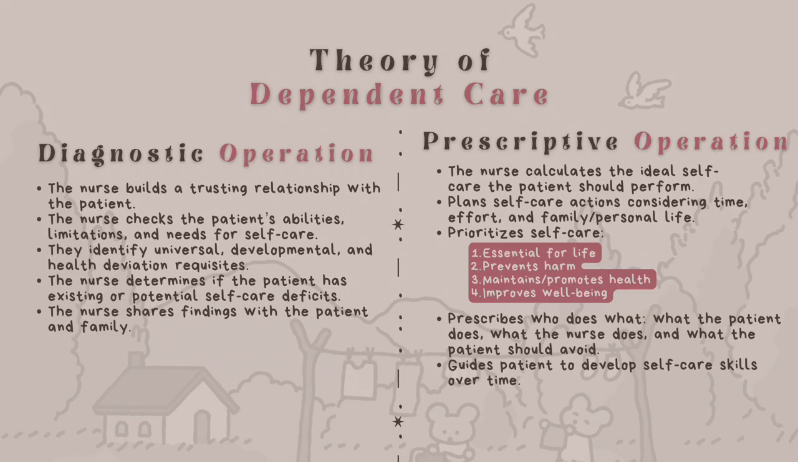And the planning is composed of essential for life, prevents harm, maintains or promotes health, improves well-being. And yung planned self-care dapat ni nurse is ma-meet yung apat na to. Essential for life, prevents harm, maintains or promotes health, improves well-being. Prescribe who does what: the patient does, what the nurse does, and what the patient should avoid. Guides the patient to develop self-care skills over time. Tandaan nyo, prescribe who does what: the patient does, what the nurse does, and what the patient should avoid.